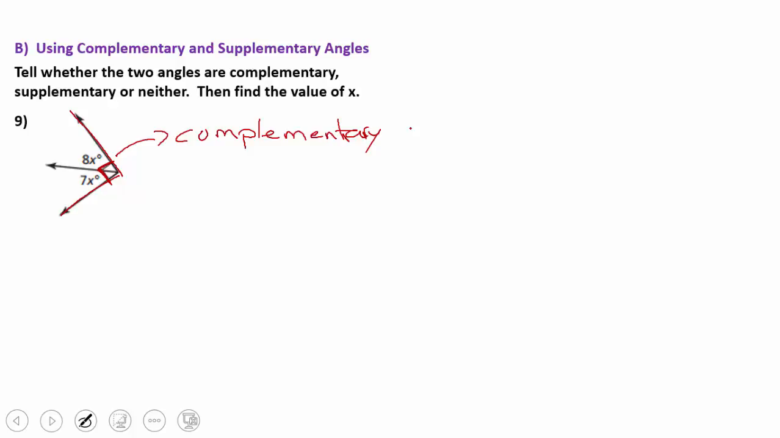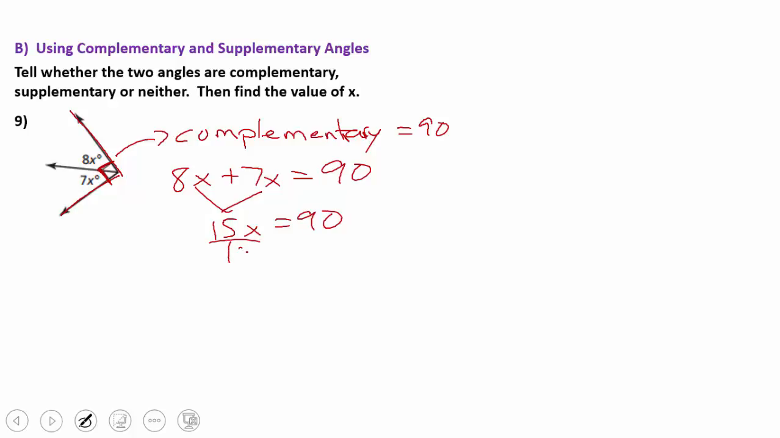So now all we have to do is add them up. 8x plus 7x, we know that their sum is 90 degrees. Simplify by combining like terms, 15x is equal to 90. Using our multiplicative inverse, the opposite of multiplying is to divide by 15. That isolates the variable x, canceling out, leaving x. Keeping the equation balanced, using the properties of equality by dividing both sides by 15, and you get that x is 6 degrees.